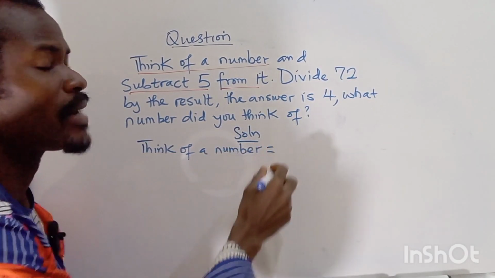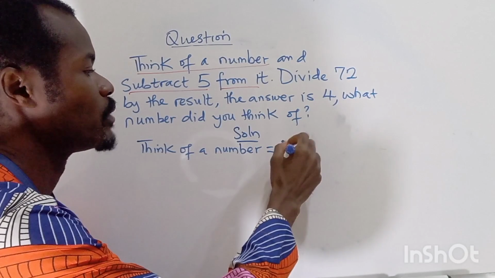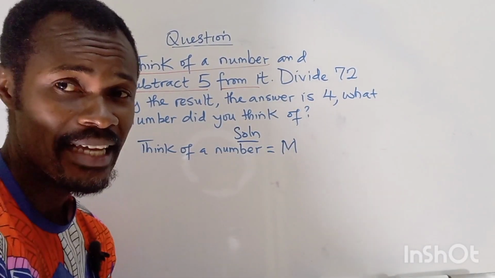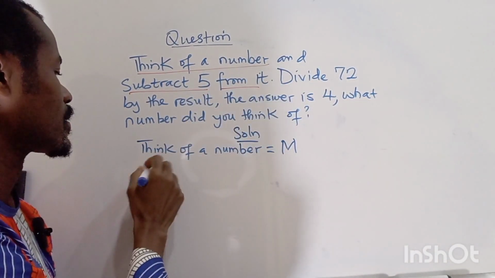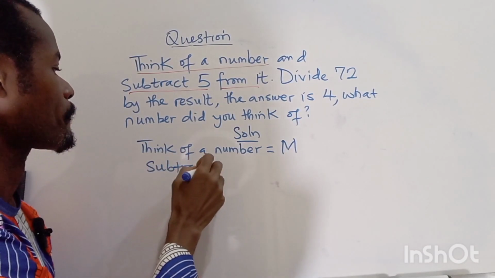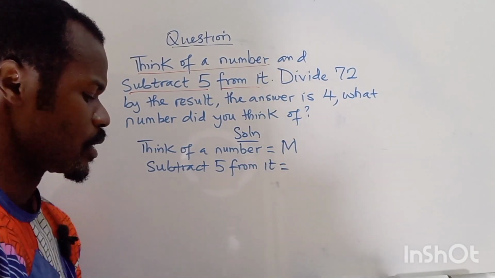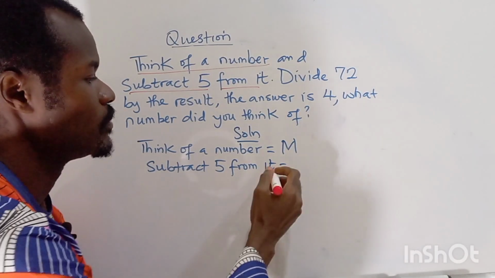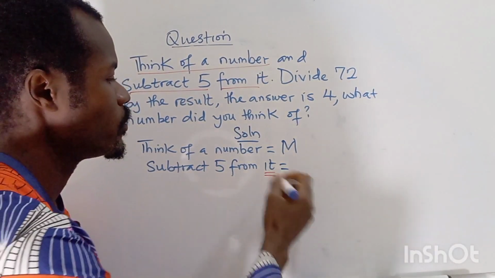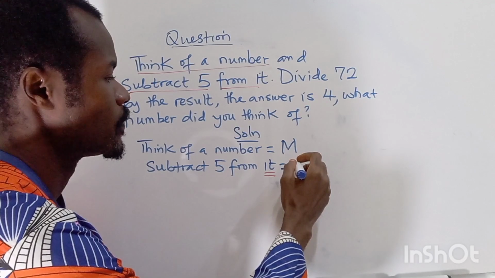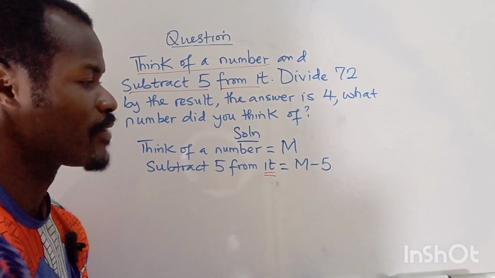So we can make the number anything. We can say X, we can say Y, but in this case, let me use N. So the letter N. Now the next statement is subtract 5 from it. So we have to subtract 5 from the what? The N. So we are going to say we have N minus 5. So we subtracted 5 from it.